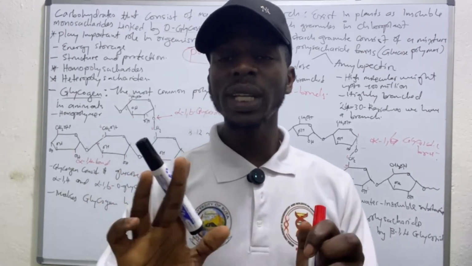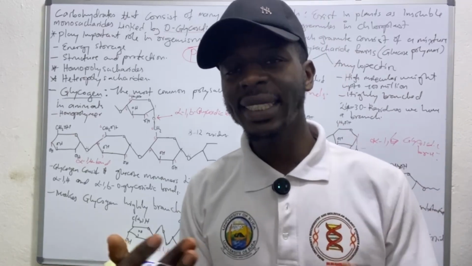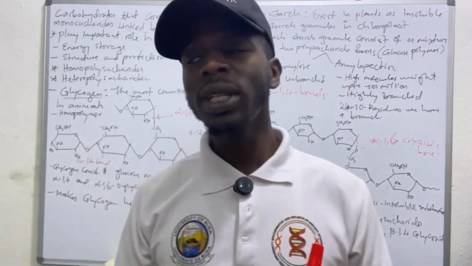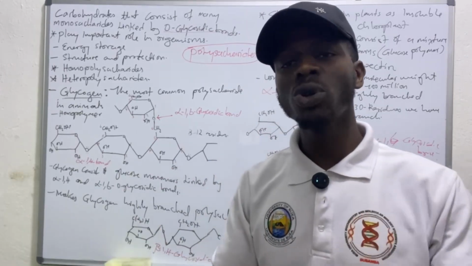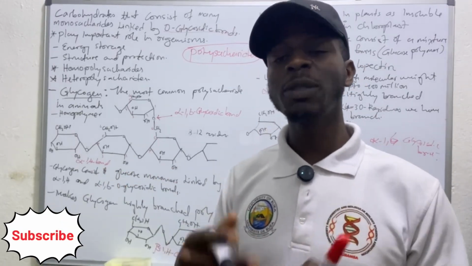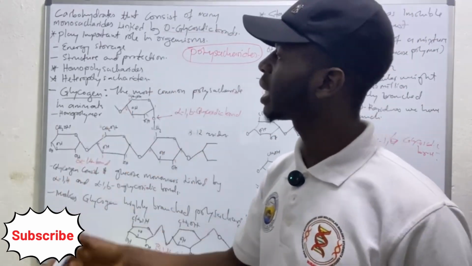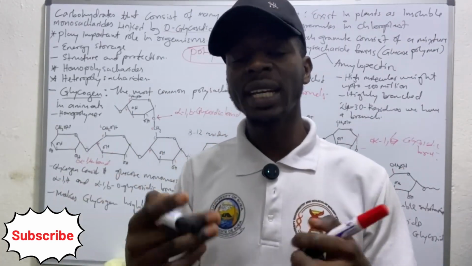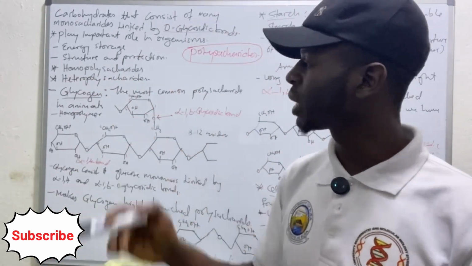So today we are going to be looking at the last part of carbohydrates, which is polysaccharides. So what exactly are polysaccharides? Polysaccharides are a group of carbohydrates that consist of several monosaccharides that are linked together by a special type of bonds known as the O-glycosidic bonds. And these polysaccharides play important roles in animals such as energy storage, structure, and also protection.